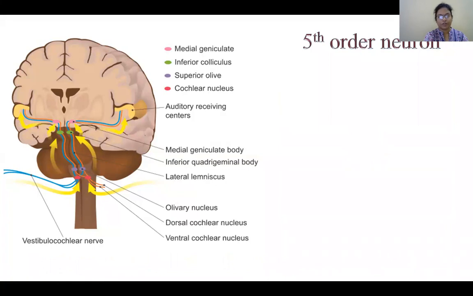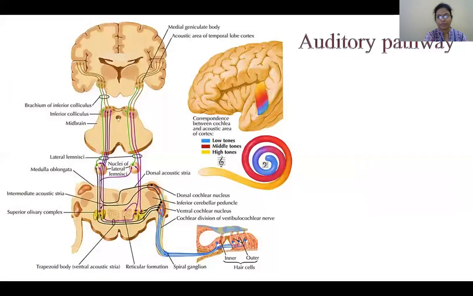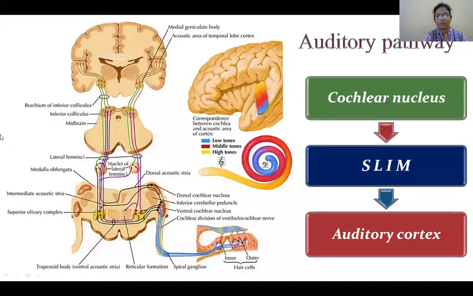We come to the fifth order neuron. So the fifth order neuron will arise from the medial geniculate body, from where the auditory radiations will arise and terminate in the auditory cortex. So we can say the auditory pathway can be summarized as from the cochlear nucleus towards SLIM, S-L-I-M. You can remember this mnemonic. And then from here it goes to the auditory cortex.